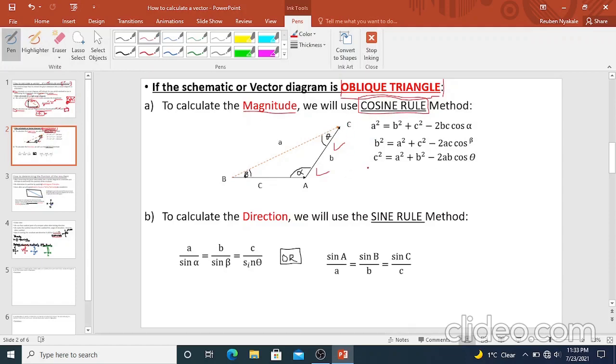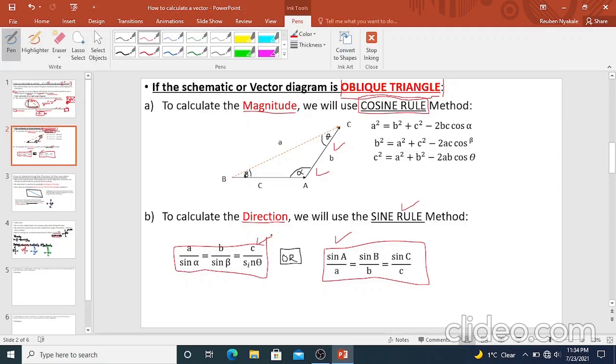If you are given an obtuse or oblique triangle, in determining the direction we will use the sine rule. This is the formula of the sine rule. You can either use this one or this one. It doesn't matter, the answer would be the same, because the formulas are the same. You can denote it this way or this way, and your answer would be the correct one. This is the sine rule.